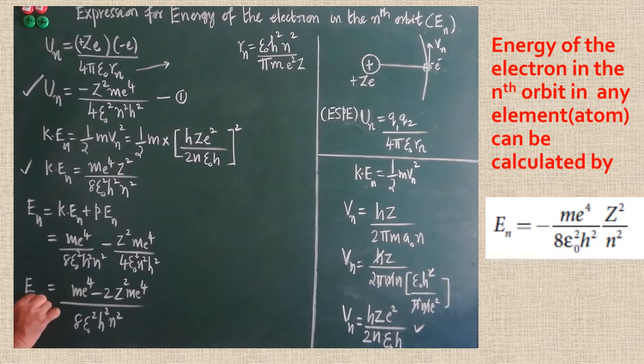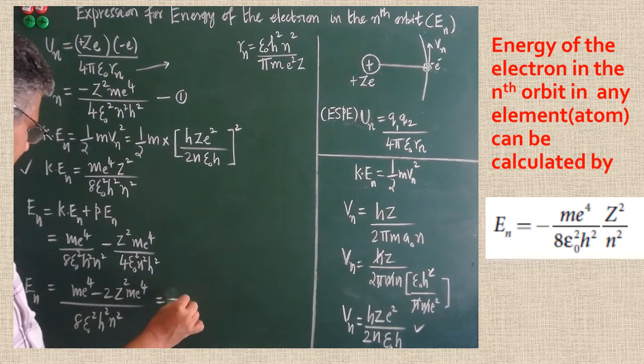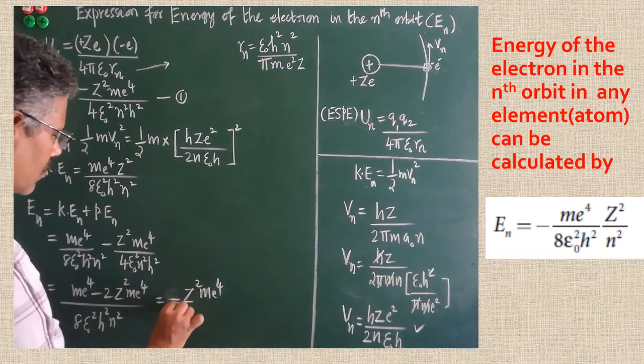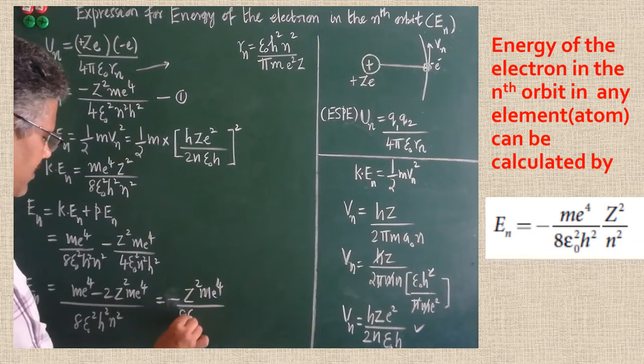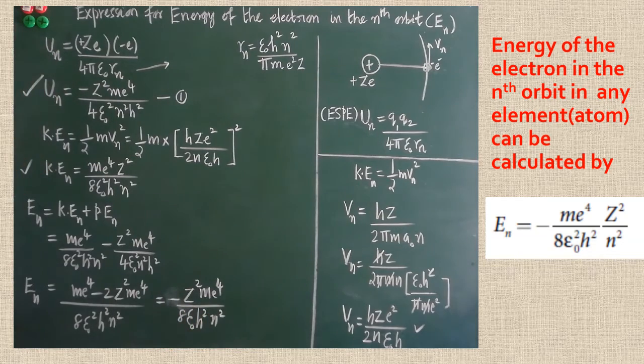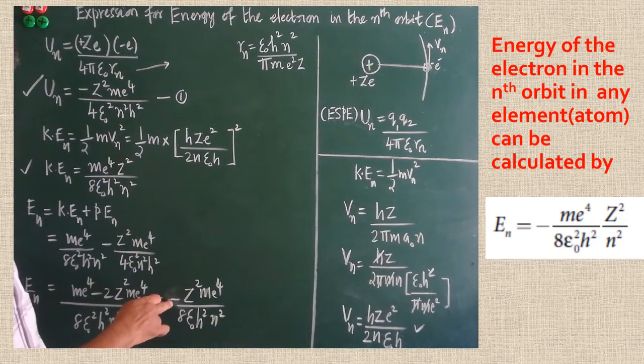So, the energy of the nth orbit will be equal to, here you can subtract easily. After that, you will get the answer: minus of Z square m e to the power of 4 whole divided by 8 epsilon naught h square n square. Understand this? So, this is the expression for energy of the nth orbit. Understood? Here the negative sign is very important.